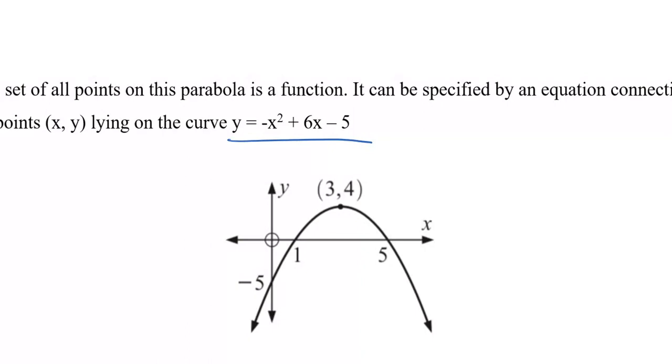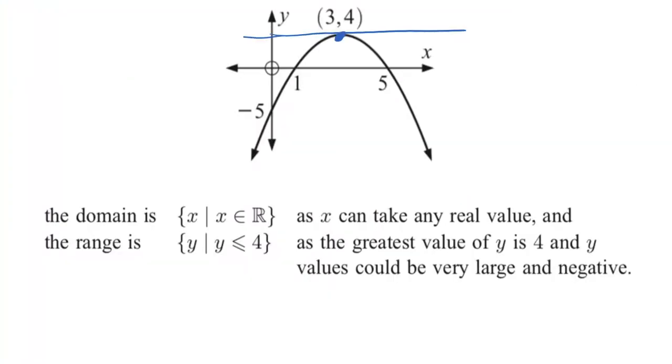The range of this, well, think about these outputs. Can we have a y-coordinate greater than 4? We can't, can we? Because we have this maximum point here, and after that we don't have any y values. There's no y values possible above 4. So our answer for our range is going to be that y is such that y is less than or equal to 4.